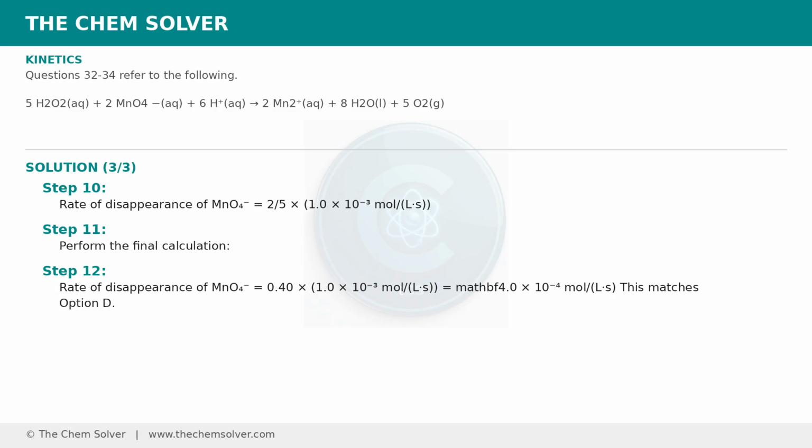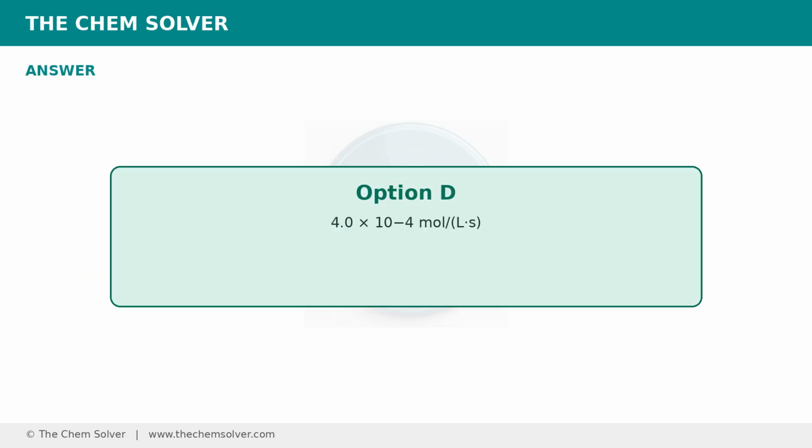Perform the final calculation. Rate of disappearance of MnO4⁻ equals 0.40 times 1.0 × 10⁻³ moles per liter per second, which equals 4.0 × 10⁻⁴ moles per liter per second. This matches option D. The correct answer is option D, 4.0 × 10⁻⁴ moles per liter per second.